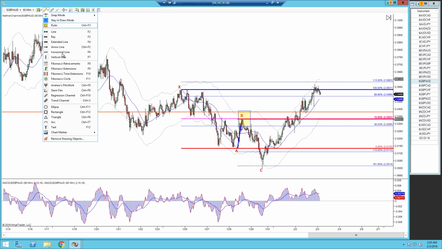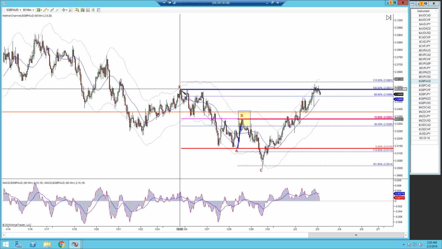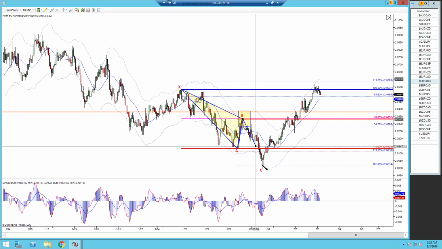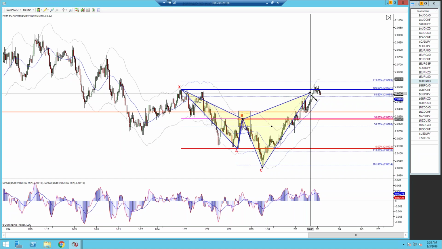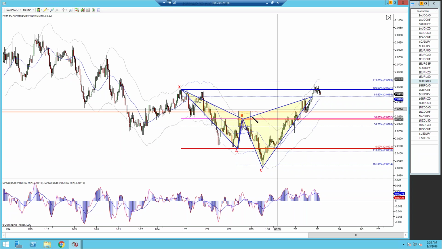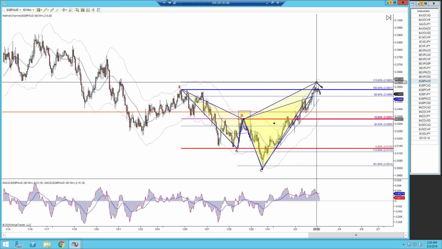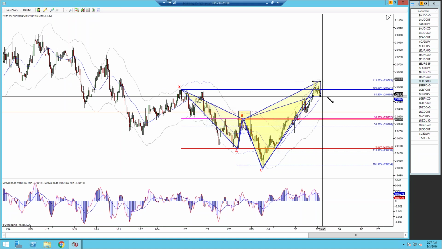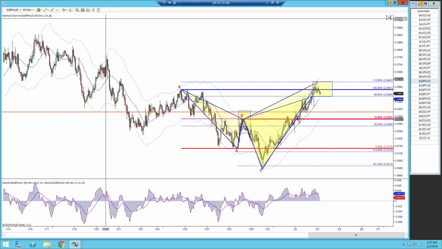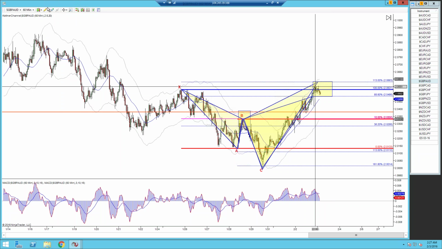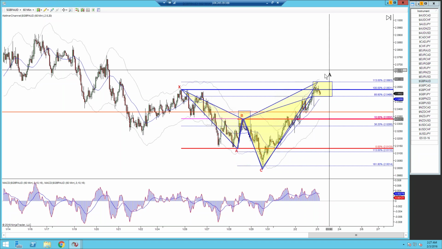So here's a shark pattern. X down to A up to B. B down to C up to D. Now D can come here, or D can extend to the 1.13 up here. So right now, this is actually falling within the criteria of the shark pattern, right there. So the market here is within that area for an opportunity to short the market.